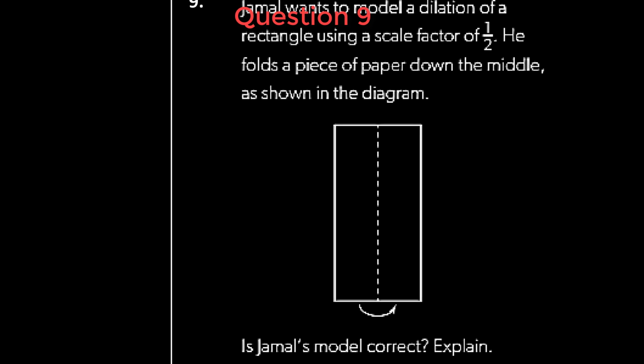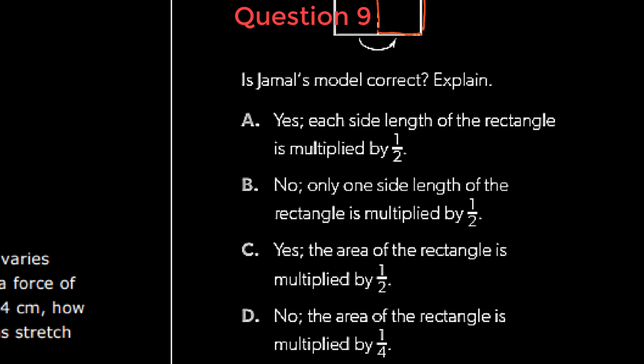When Jamal folds this paper, he will make the figure have half the width of what it was before. However, as you see, the height of the figure doesn't change. In a dilation, all the dimensions should be multiplied by the scale factor, given in this question, half. So the height also needed to be half of the original figure. However, Jamal didn't fold the paper in the middle to form a half height. That's why Jamal's model is wrong and our answer is B.